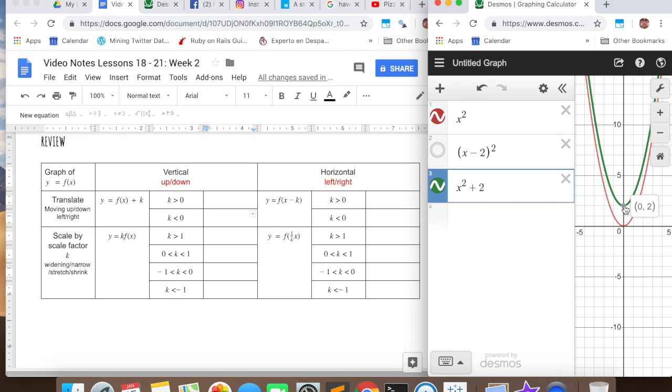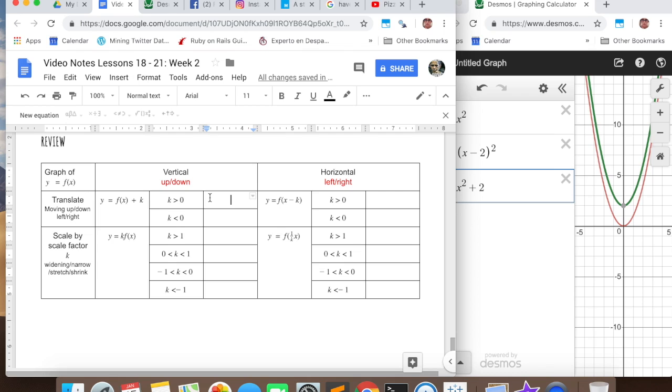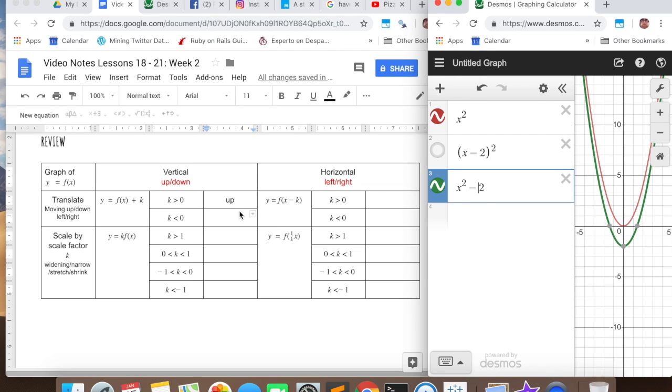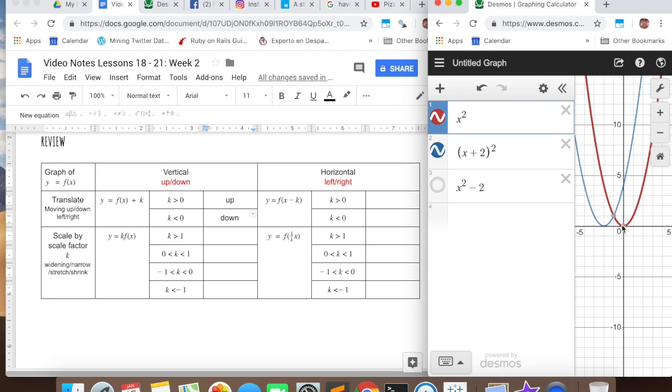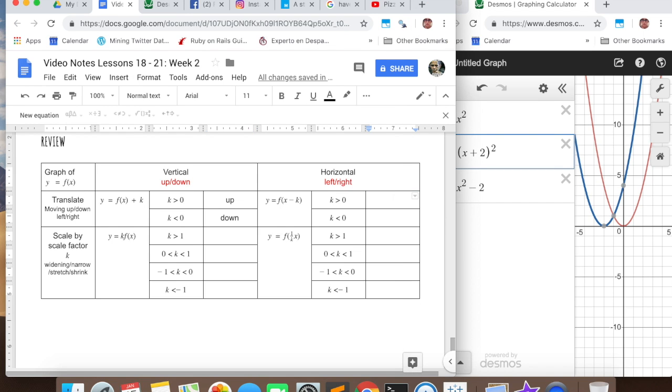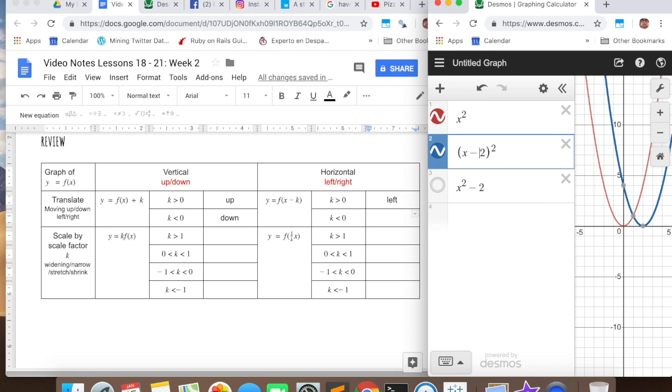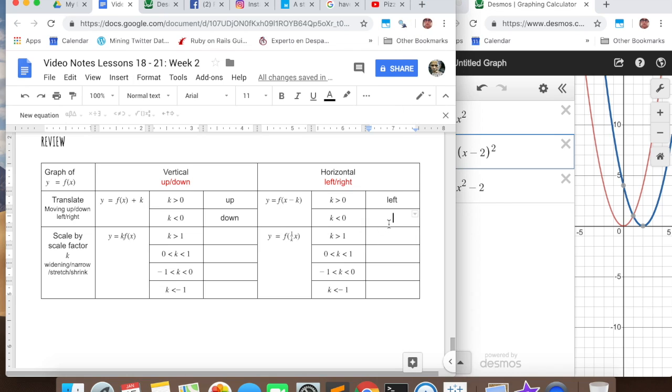Let's look at our first translation, when we add a number to our x. If the number is greater than 0, it's going to move up. As you see in the graph here, I added 2. If the number is less than 0, it's going to move down the y-axis. Now, if I wanted to move left or right on the x-axis, then I have to add or subtract inside the parentheses. So all those changes left and right happen inside the parentheses.